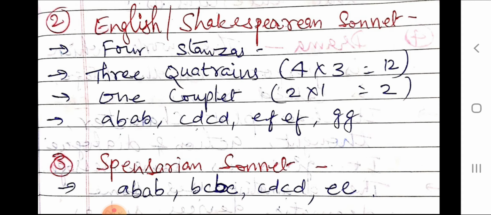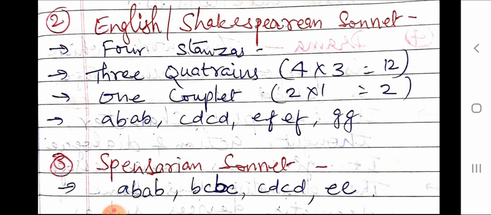William Shakespeare was a kind of experimenter. He experimented with the previous form of Italian sonnet or Petrarchan sonnet. He divided 14 lines into 3 quatrains and 1 couplet. That means a total of 4 stanzas.